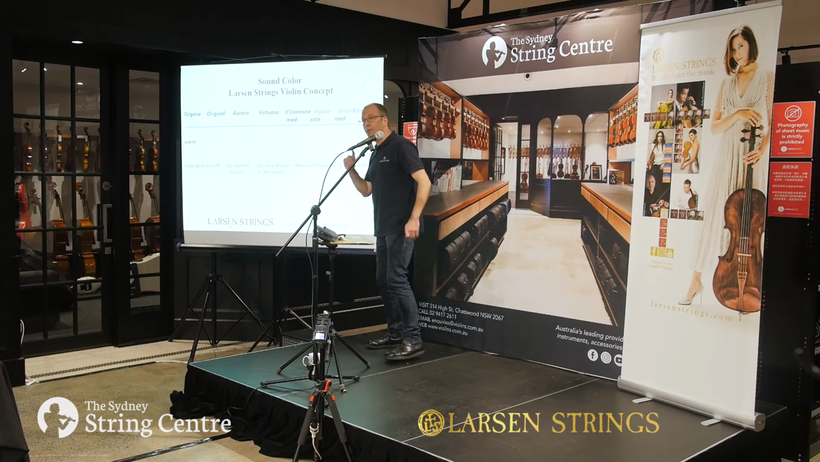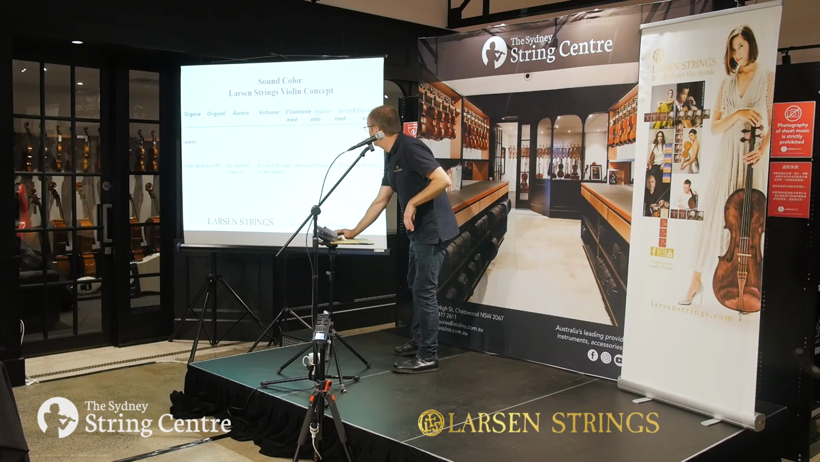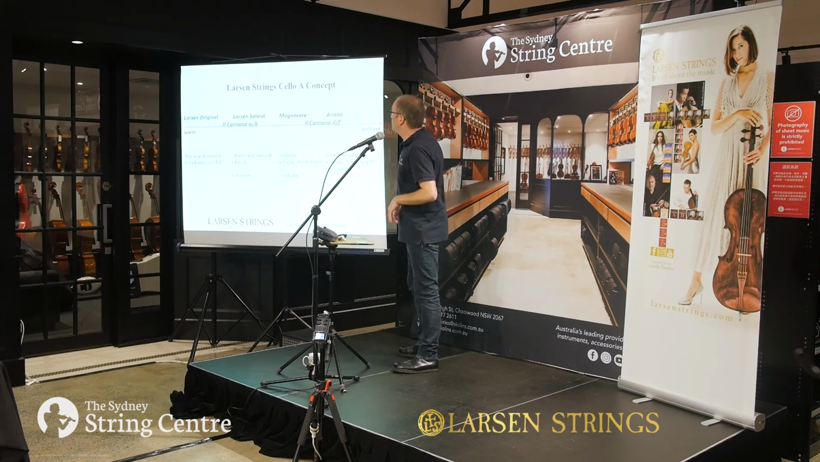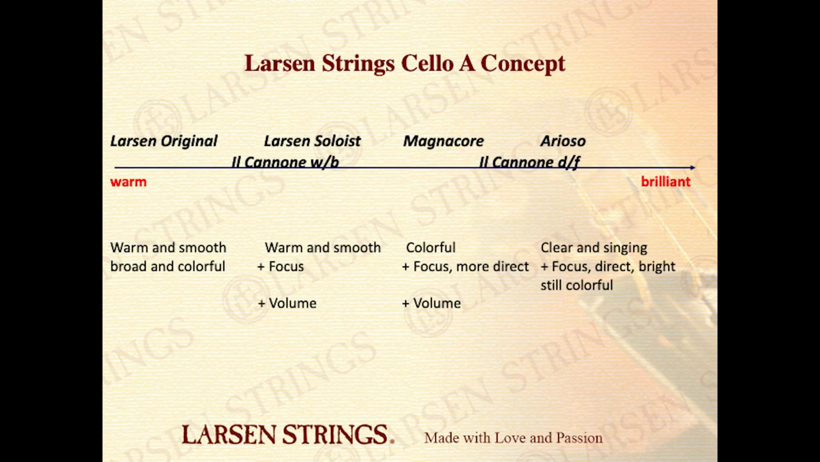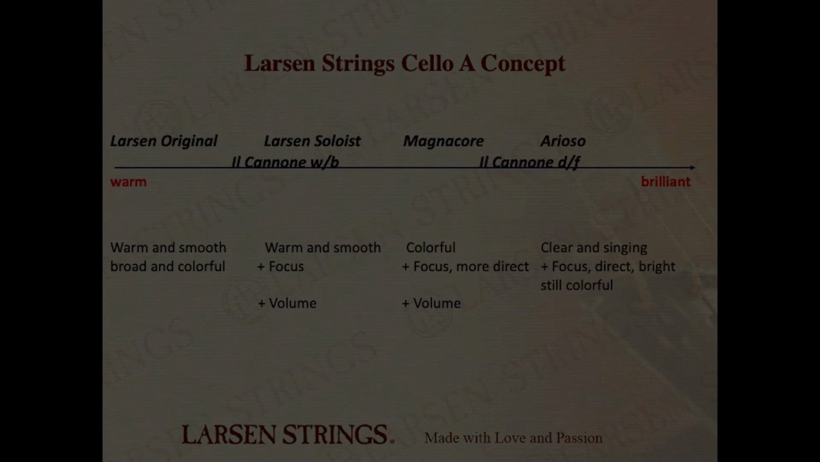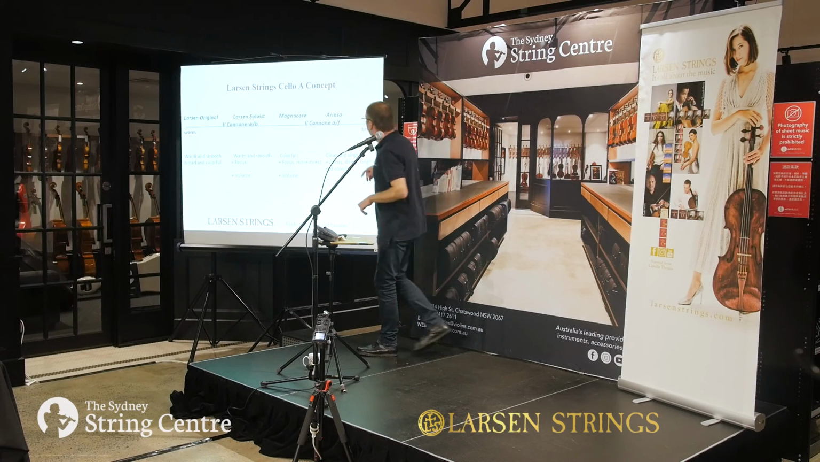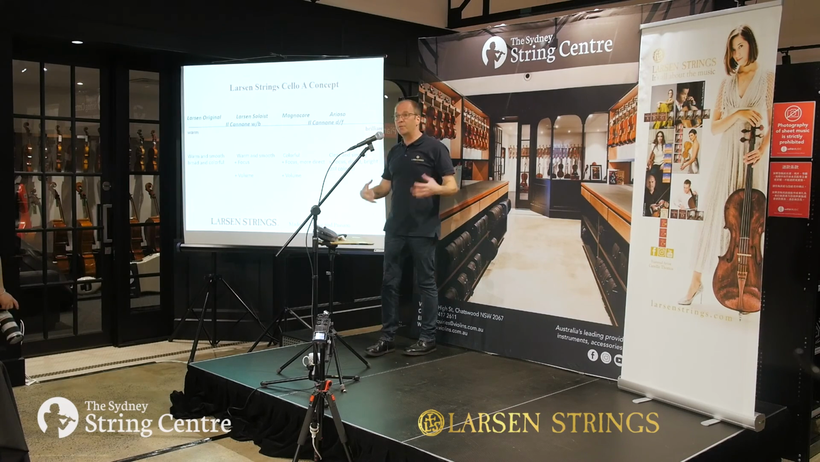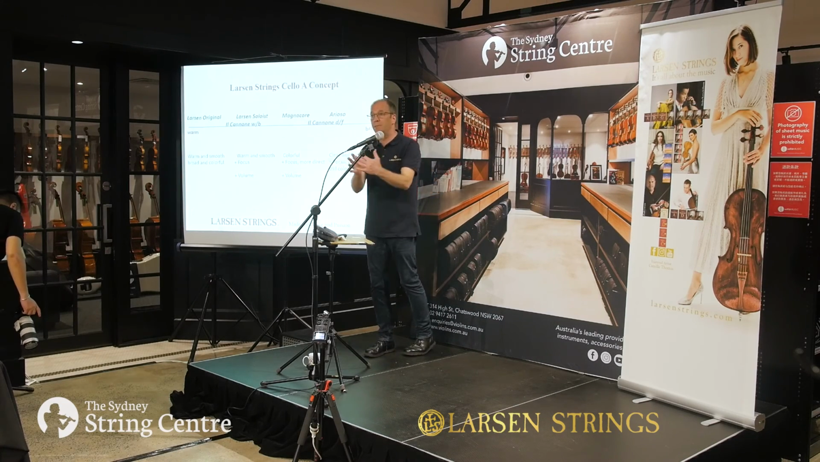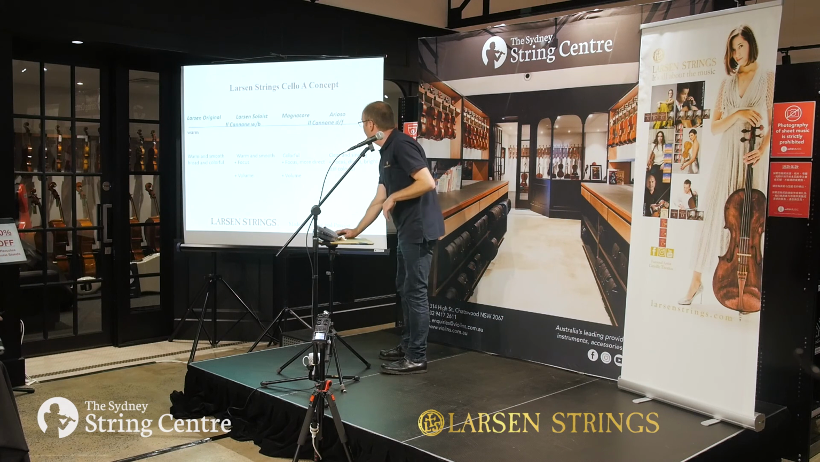So there's nothing, and that's very important, there's nothing better or worse. It's always about the optimum, to find the best strings for my setup and for my personal taste. And the same we have for the cello line. You have the Larsen Original, which is actually the warmest cello A string on the market, and then it can go up to our Arioso strings. Camille is playing the Arioso strings, for example, and this is a brighter side. But when you have a cello which has warmth, then you can make this adjustment.